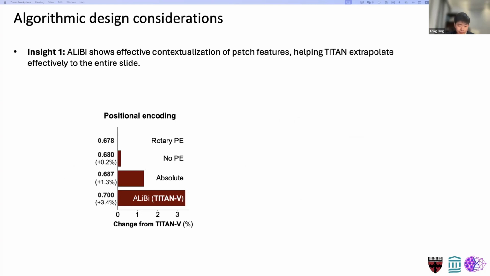And next, we investigate the algorithm design considerations when we build the vision only first stage pre-training. And we gather several insights from that. The first insight is ALiBi positional encoding shows effective contextualization of patch features, helping Titan extrapolate effectively to the entire slide, which is better than the use of commonly used absolute positional encoding, no positional encoding, or the rotary positional encoding.